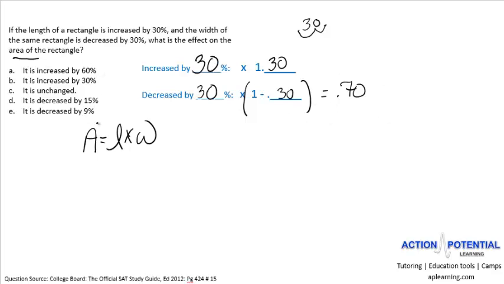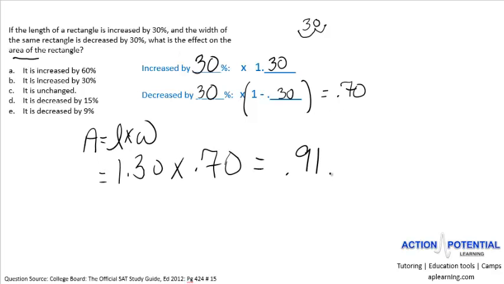Since our answer choices only want us to talk about the trend, right? So what the effect of the percent increase and decrease has done to the rectangle, all we need to do is multiply these two numbers together. And I'm multiplying because what we're concerned about is the effect on the area. Since area is length times width, we're going to multiply the effect of the length, which is 1.30, times the effect of the width, which is 0.70. When we do that, we get 0.91.